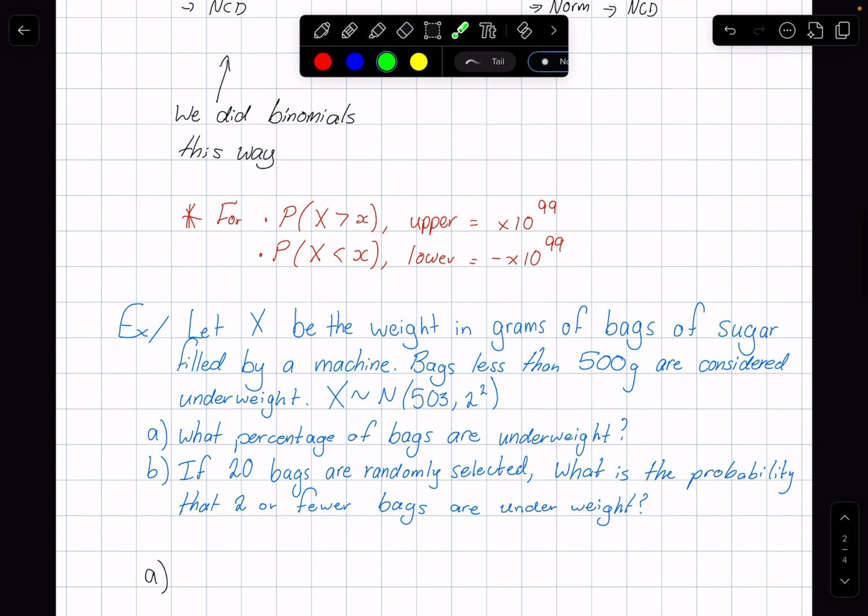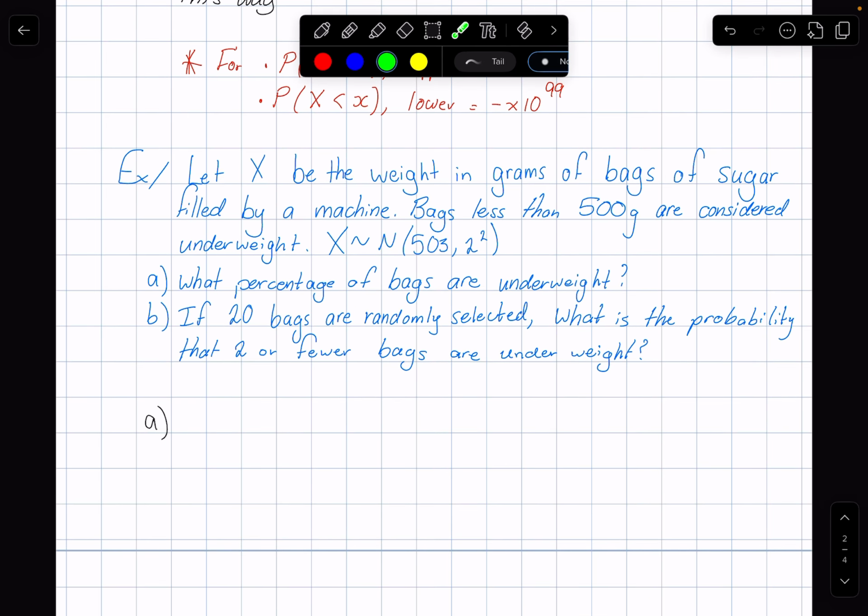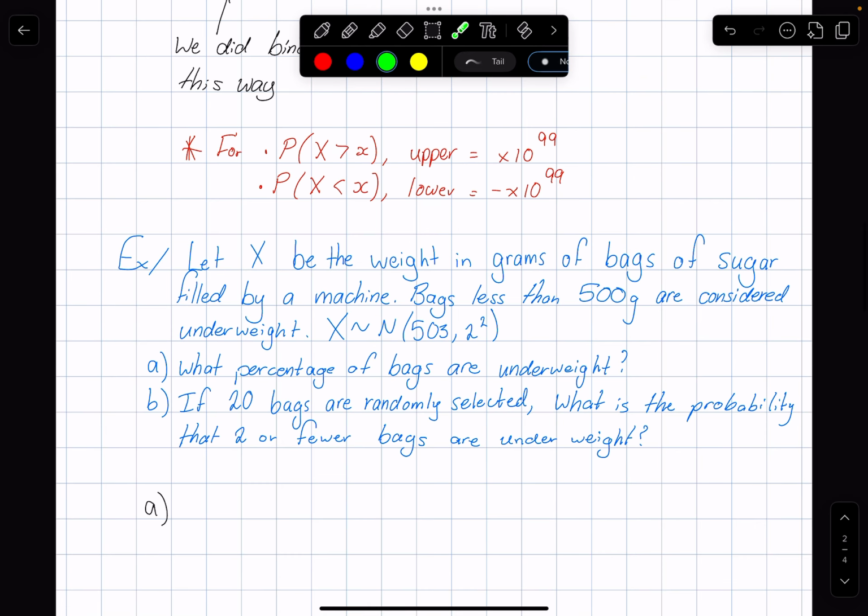So let's have a look at a question. Let X be the weight in grams of bags of sugar filled by a machine. Bags less than 500 grams are considered underweight. X is normally distributed with a mean of 503 and a standard deviation of 2. Not 4, just the 2. So what percentage of bags are underweight?